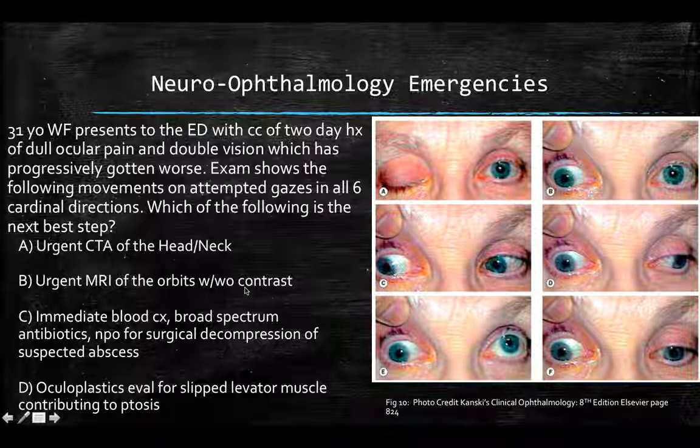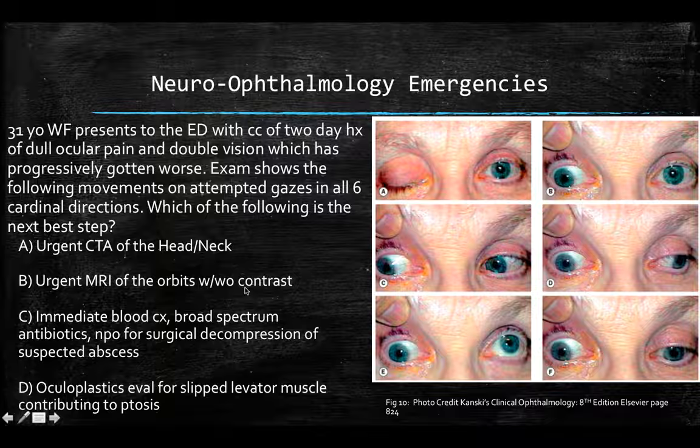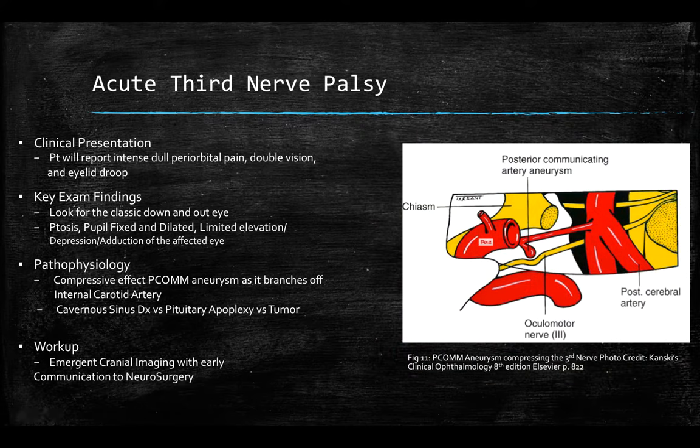So you're going to want to get an urgent CTA of the head and neck to rule out a posterior communicating aneurysm. This is something that's absolutely critical for you to burn into your brain because you can really end up helping someone out a great deal.